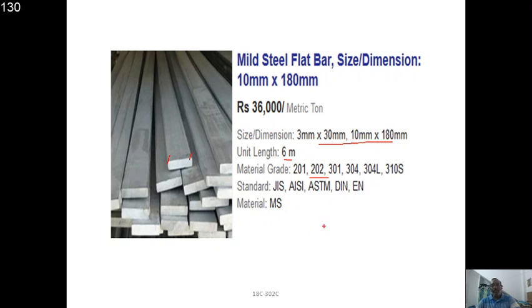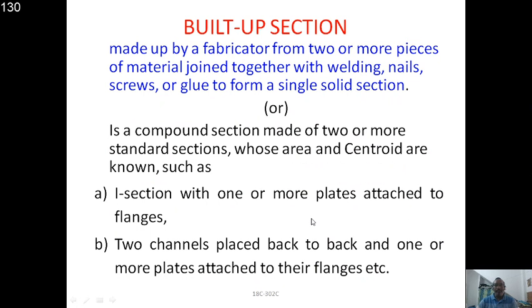Right? So these are the material grading and standards available in the market. Coming to today's essential topic, that is the built-up section. A built-up section is made by a fabricator from two or more pieces of material joined together with welding, nails, screws or glue to form a single solid section. It is a compound section.